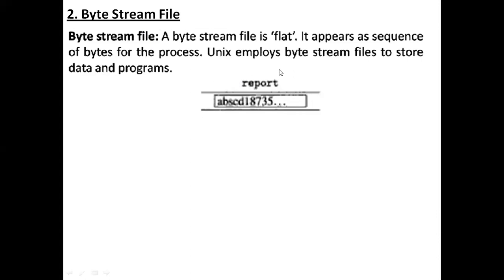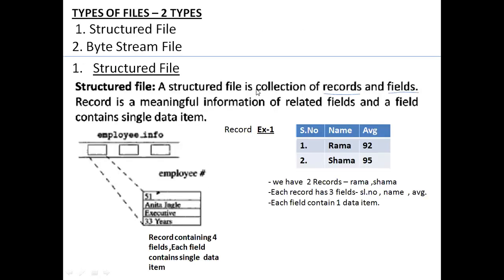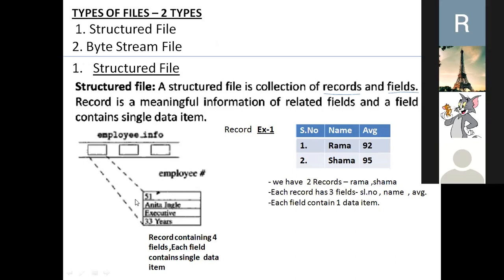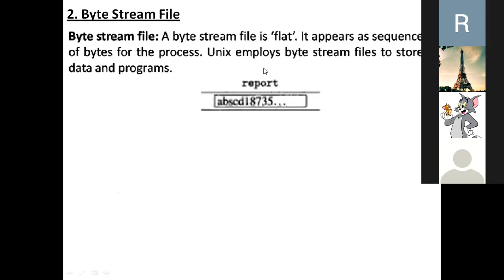You can write down this particular example for the byte stream file. Again, I repeat, it is simply a collection of bytes and everything is viewed as a sequence of bytes. You can explain the structured file along with the example given in the book, and for a byte stream file, you can take the help of this particular example.